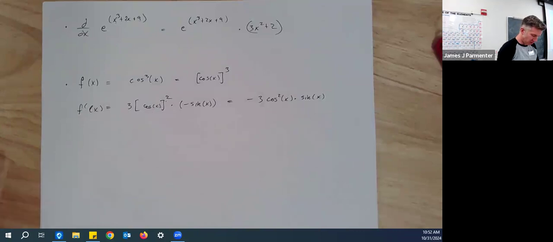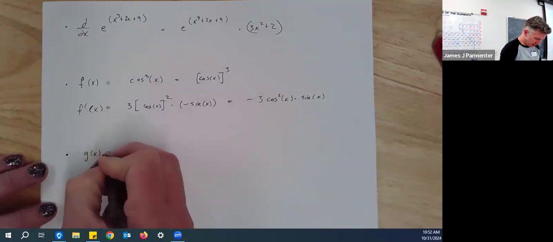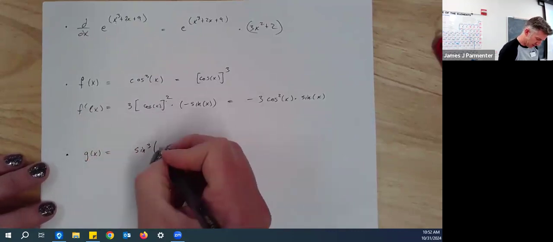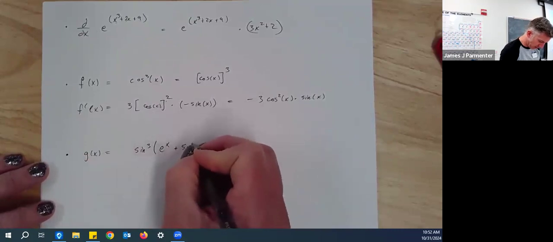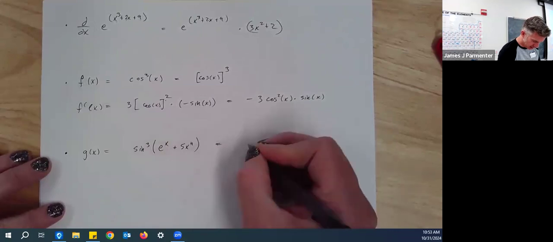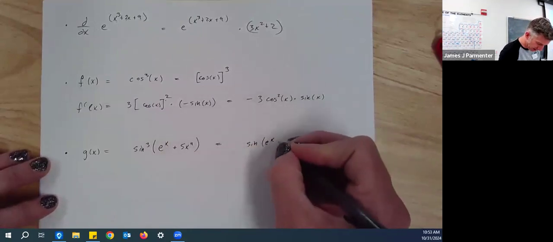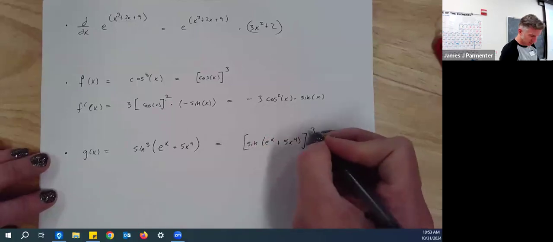Well, let's look at one more challenging example. Let's say we had something like g of x equal to sine cubed of, let's do this, e to the x plus 5x to the fourth. Which we should definitely rewrite as sine, I'd pick cube again, how unoriginal, oh well: sine of e to the x plus 5x to the fourth, raised to the power of 3.